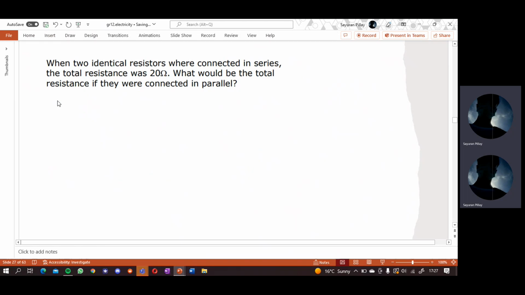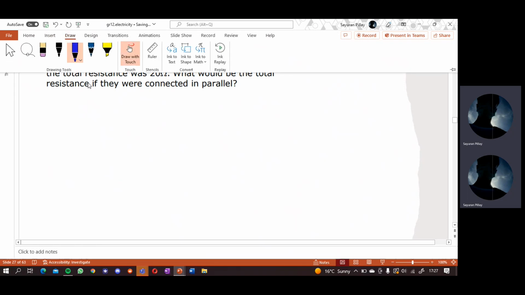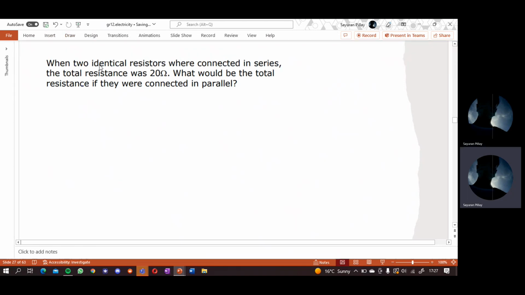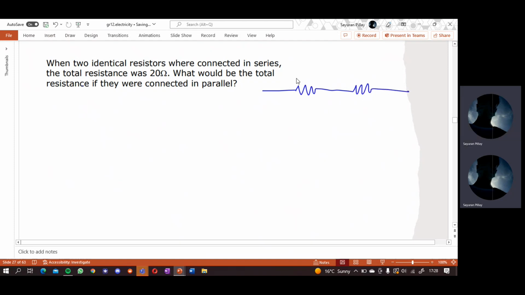So interesting questions. When two identical resistors are connected in series, okay, let's draw that and see what's going on. So it says two identical resistors. Draw some resistance, let's call them R, connected in series as such.